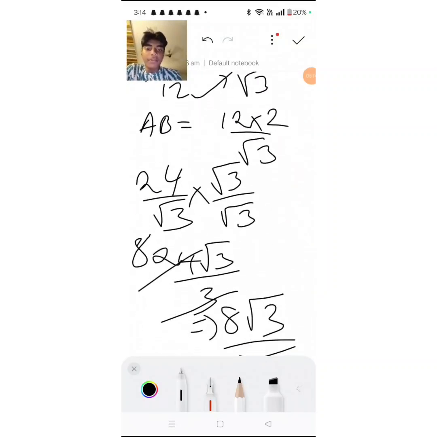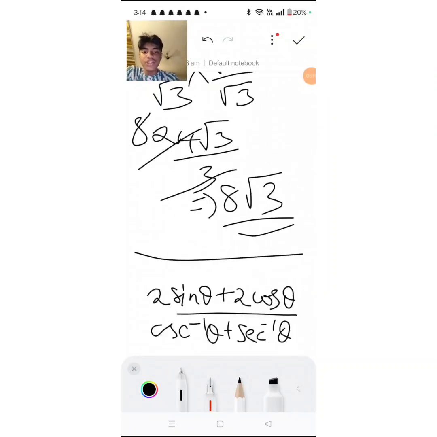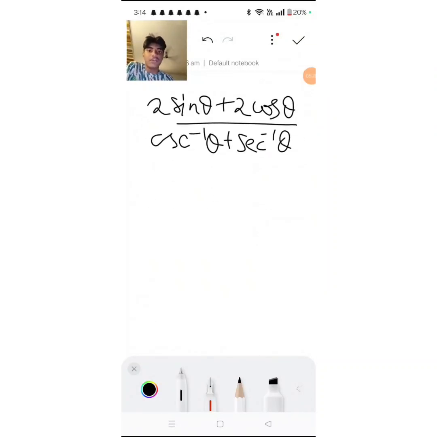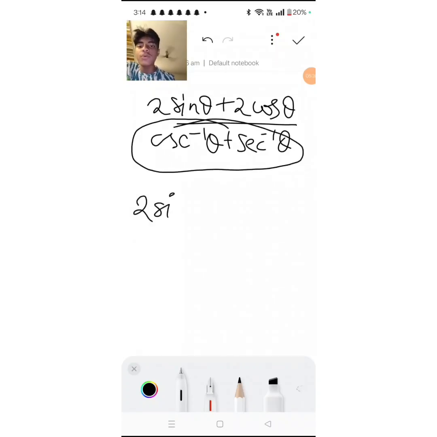Now, another concept that you guys had was factorization. Just look at this for a second. Oh, this is trigonometry. Where does factorization come in here? How do I solve this? First of all, let's simplify the denominator. We'll copy this as it is: 2 sine theta plus 2 cos theta.